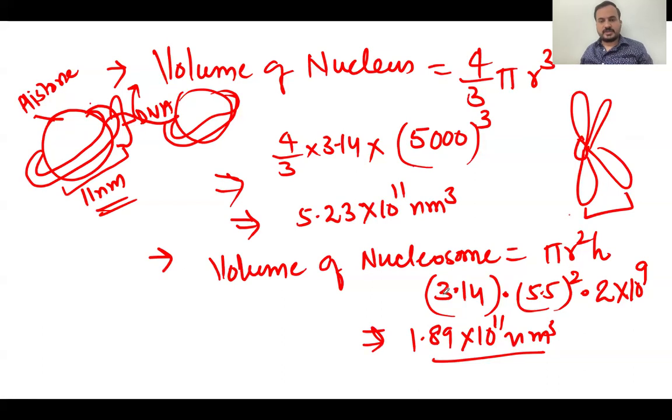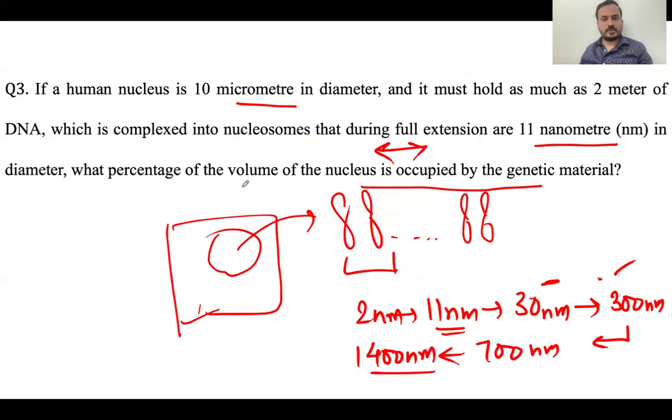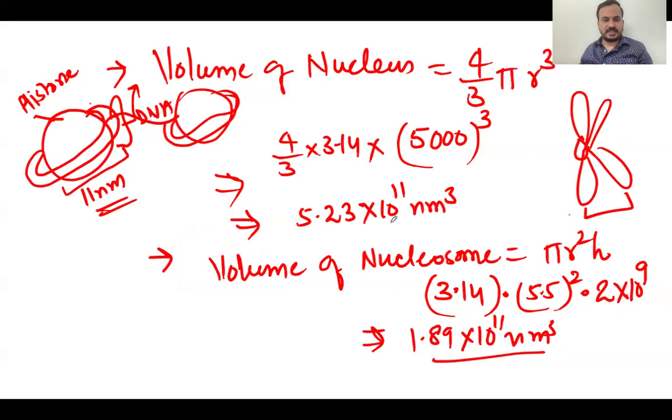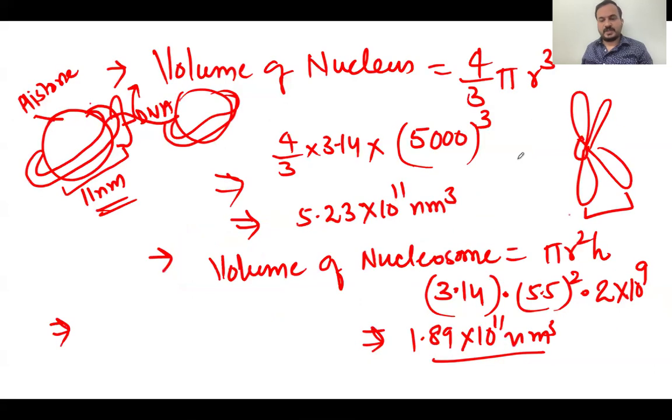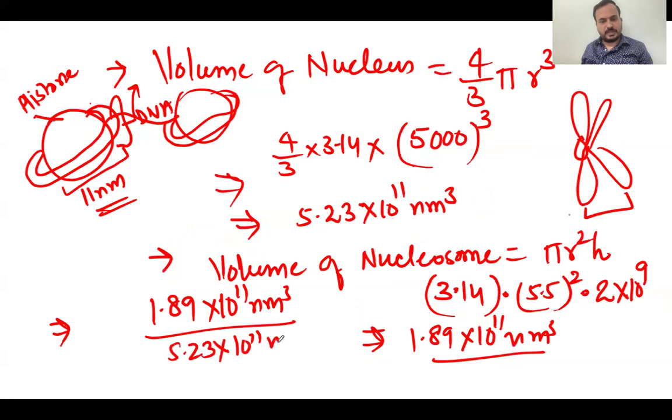correct? Now the question which has been asked is what percentage of the volume of the nucleus is occupied by the genetic material? So what we need to do, what percentage of the volume of the nucleus is occupied by the genetic material, which is the DNA, and that has to be 1.89 into 10 raised to 11 nanometer cube divided by 5.23 into 10 raised to 11 nanometer cube.